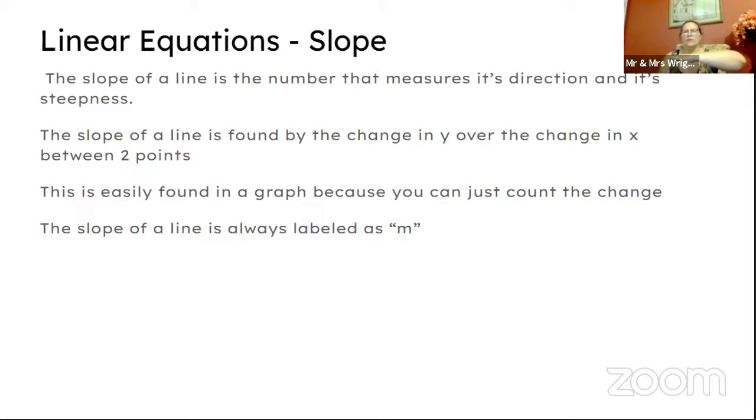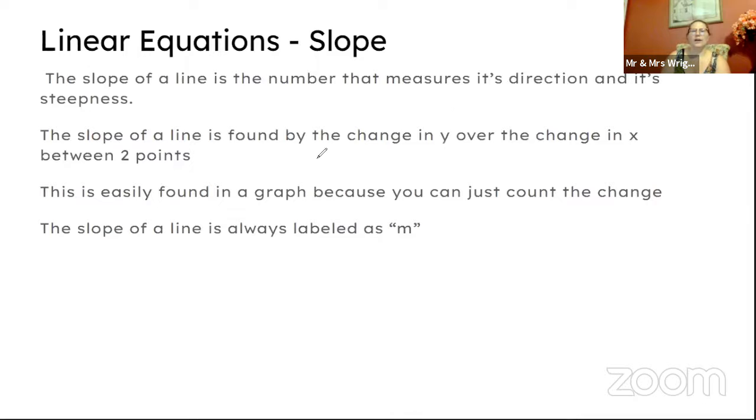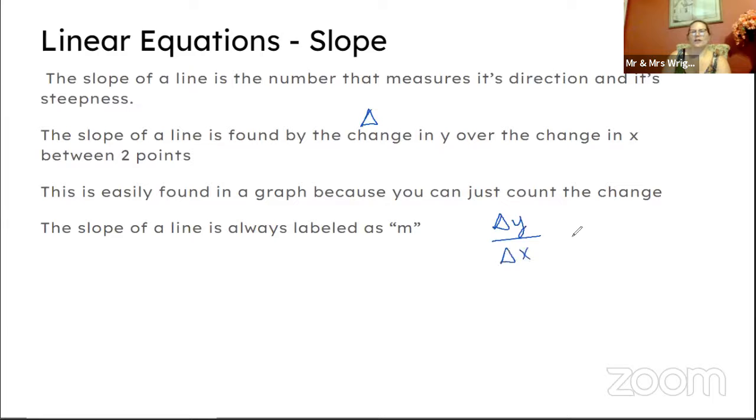A horizontal line has a slope of 0. If you have a vertical line, there is no slope, because it goes straight up and down. So the slope of a line is found by the change in y over the change in x. We got into that a little bit in our vocabulary unit. Remember, change is written as a triangle. So we're going to put change in y over change in x.